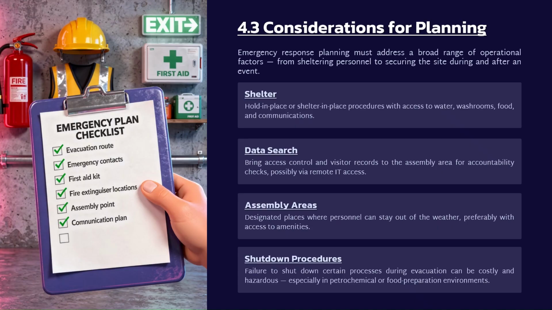The third factor is assembly areas. Assembly areas are designated locations where personnel can safely gather after evacuation. These areas should ideally be located outside the immediate danger zone. Another key factor is shutdown procedures. In certain situations, shutting down equipment or processes before evacuation may be necessary. However, this must be balanced carefully because shutdown procedures can delay evacuation and increase risk if not managed properly.